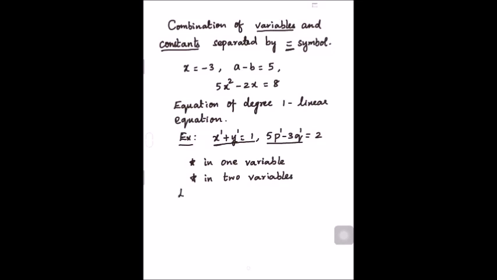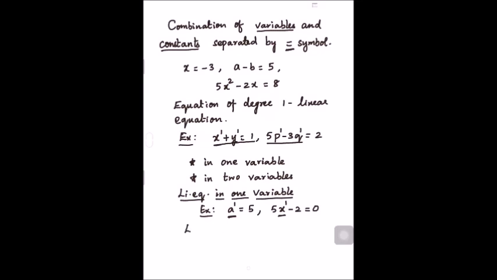What is a linear equation in one variable? Let us see some examples: a is equal to 5, and 5x minus 2 is equal to 0. Why is it a linear equation? Because the degree of the equation is 1 and here I have used only one variable: only variable a, and only variable x. So it is a linear equation in one variable.